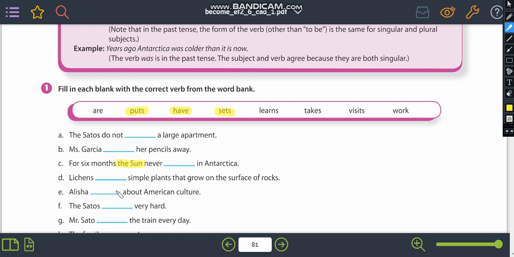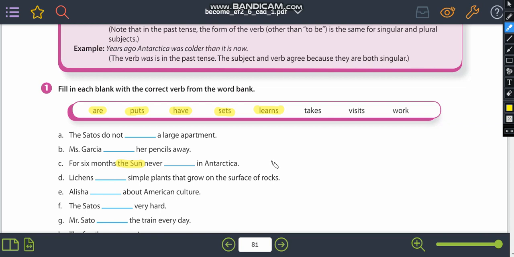Letter D, lichens, just a minute. Lichens, simple plants that grow on the surface of rocks. So it's a subject in the plural. Lichens are simple plants that grow on the surface of rocks. Now, Alicia is my subject. Alicia, about American culture. Once again, I can replace Alicia to she, so I have to use the S. So Alicia learns about American culture. Okay.